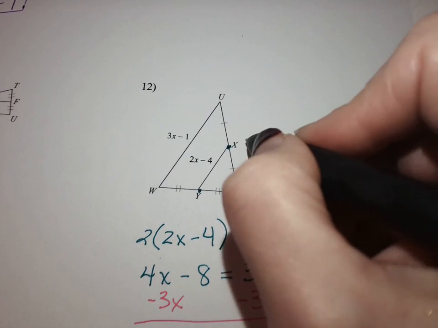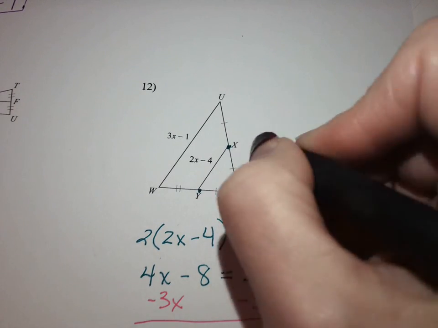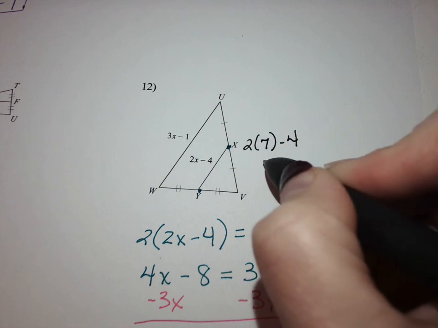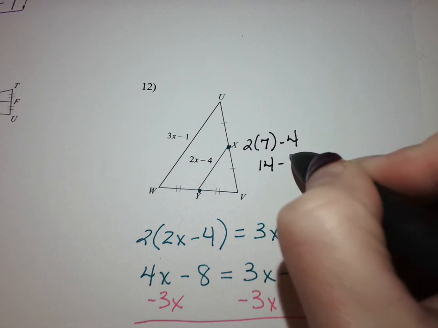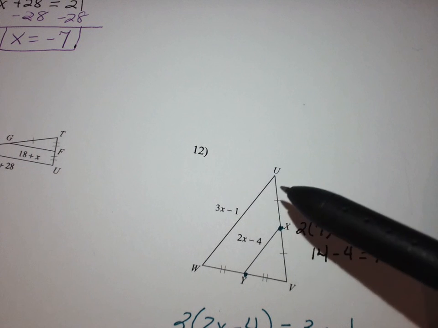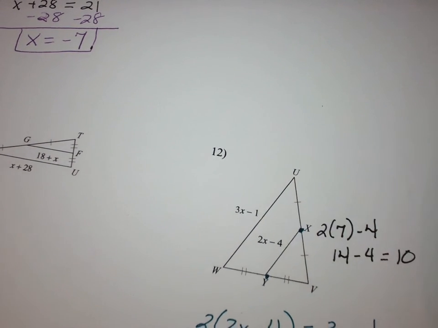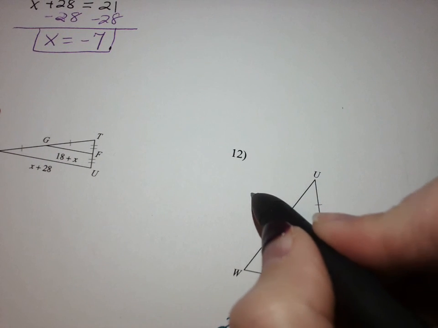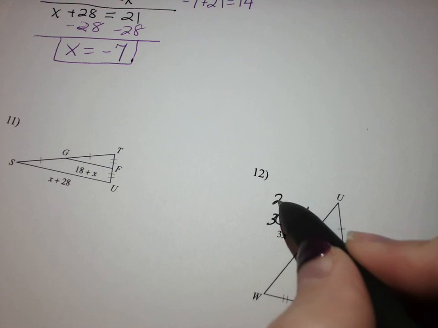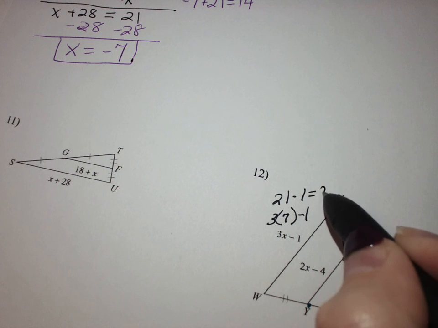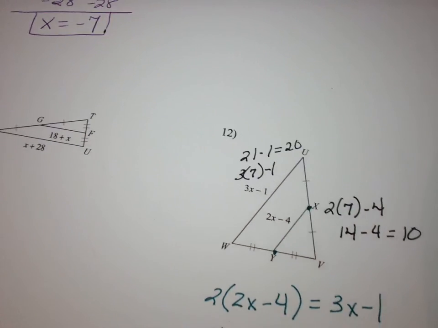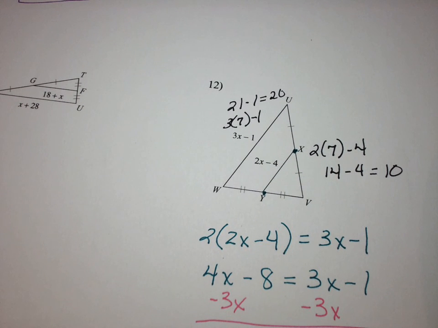So for my segment here, we're going to do 2 times 7 minus 4. So we've got 14 minus 4, so that is 10. So we're really hoping that we're going to get 20 here. So we're going to do 3 times 7 minus 1. So 21 minus 1 equals 20. And so 20 is double 10. So that does work. So our answers do work.